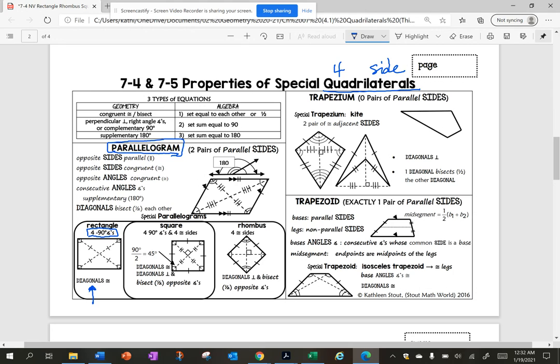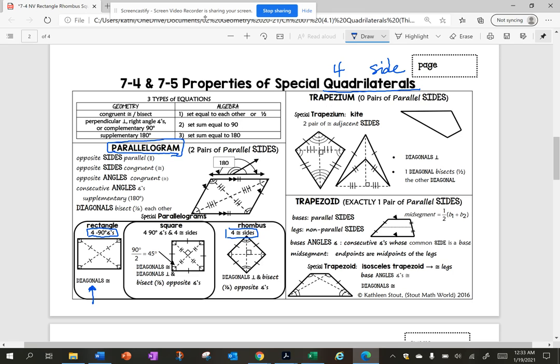When I have a parallelogram that has four congruent sides, I call it a rhombus. So in the rhombus, I have the four congruent sides, and then my diagonals are perpendicular and they bisect each other. So we got an added feature here.